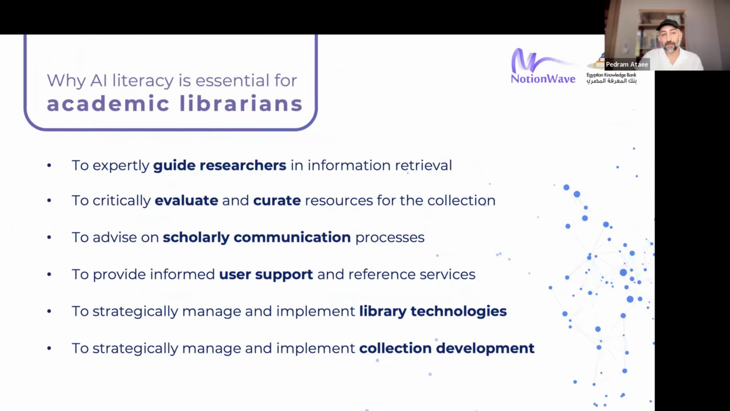For academic librarians, they have to learn and build AI literacy within the libraries in order to guide researchers as a source of information. They have to guide researchers on how they should retrieve information from the library using AI effectively. Academic librarians must be able to critically evaluate and curate resources, like digital AI resources, for the libraries. They have to understand how they should evaluate different AI tools to introduce them to their community, to their users.